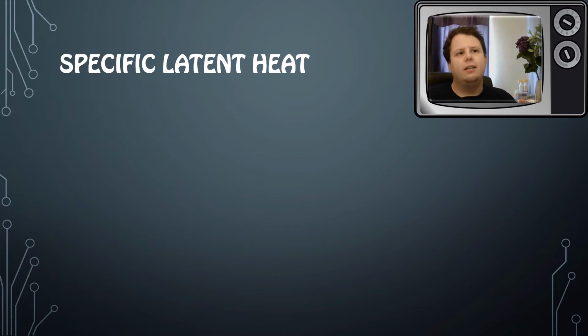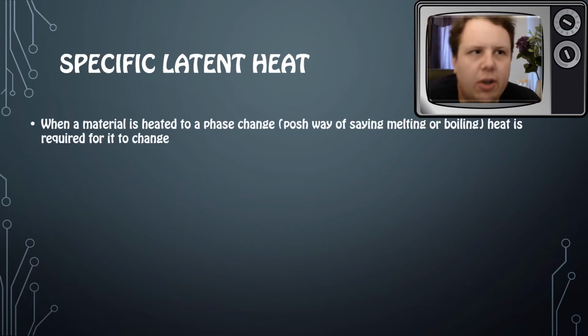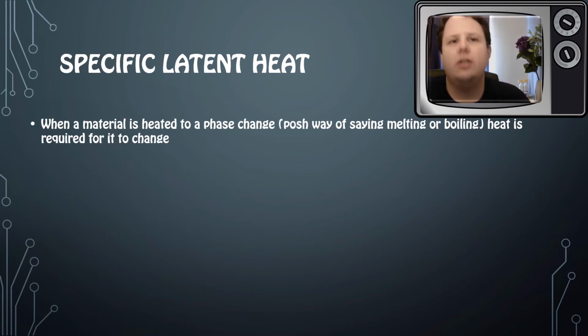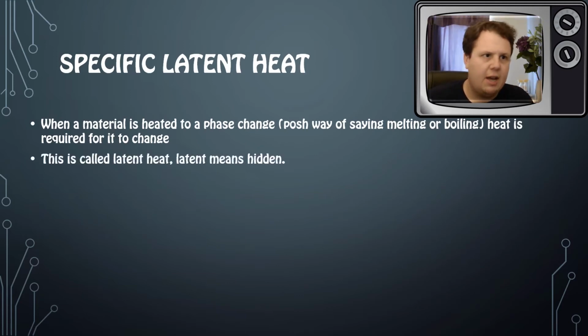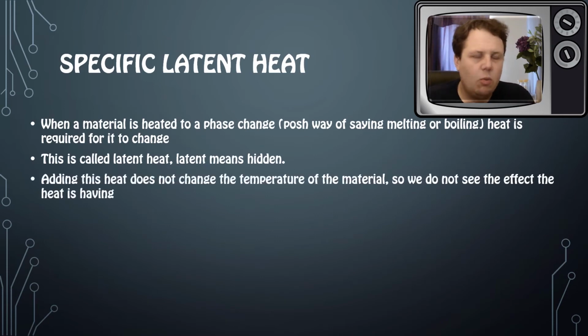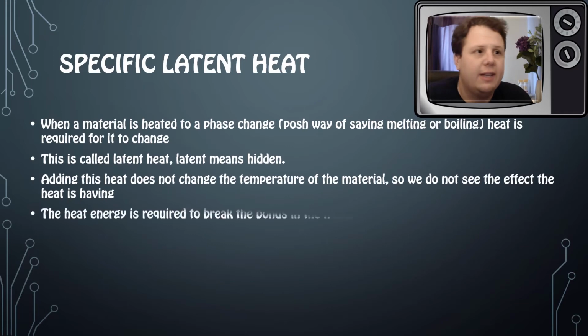Okay, latent heat then. So, when a material is heated to a phase change, basically a posh way of saying melting or boiling, there is heat required for this change to happen. It's called latent heat, and latent means hidden. Why is it hidden? Because adding this heat doesn't change the temperature of the material. So from the outside, we don't see what effect the heat is having.